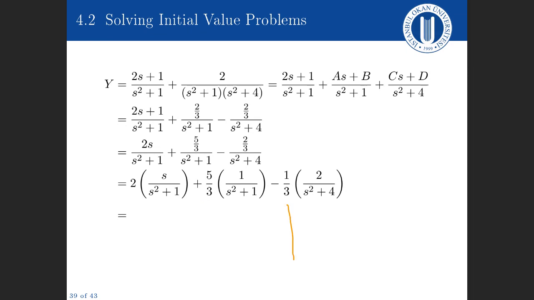Why is it 1/3 here? Why is this not 2/3? The answer is, on my table of elementary Laplace transforms, I cannot find 1 divided by s² + 4, but I can find 2 divided by s² + 4. And after I know that I need to keep 2 inside the bracket, I only have 1/3 to take out of the bracket.